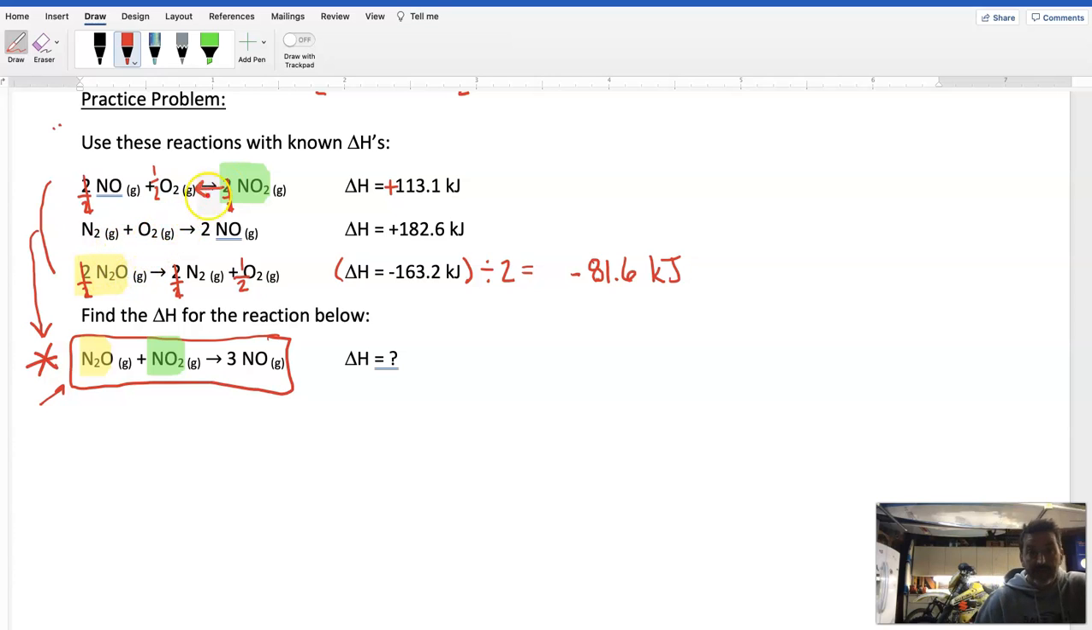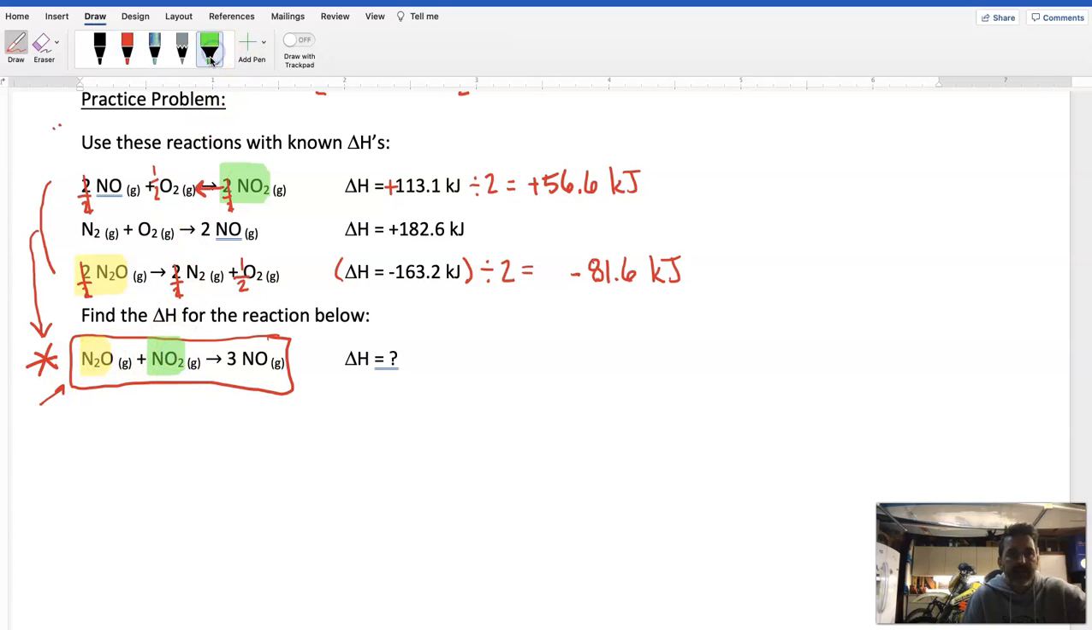Okay, so I flipped the arrow, and I divided by 2, which means I'm also going to have to divide this number by 2 as well. And when I do that, I get positive 56.6, I believe, if you round this to 1 decimal place. Okay, so I took care of the N2O. Now I took care of the NO2.